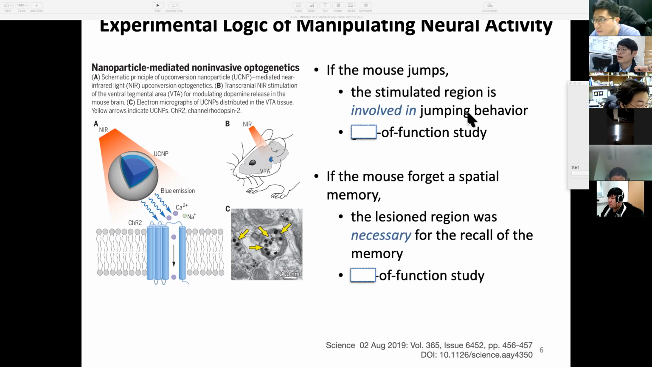So Julie, can you guess what kind of experiment this is? Is it gain of function or loss of function? I think it's gain of function. Exactly. Very good point.